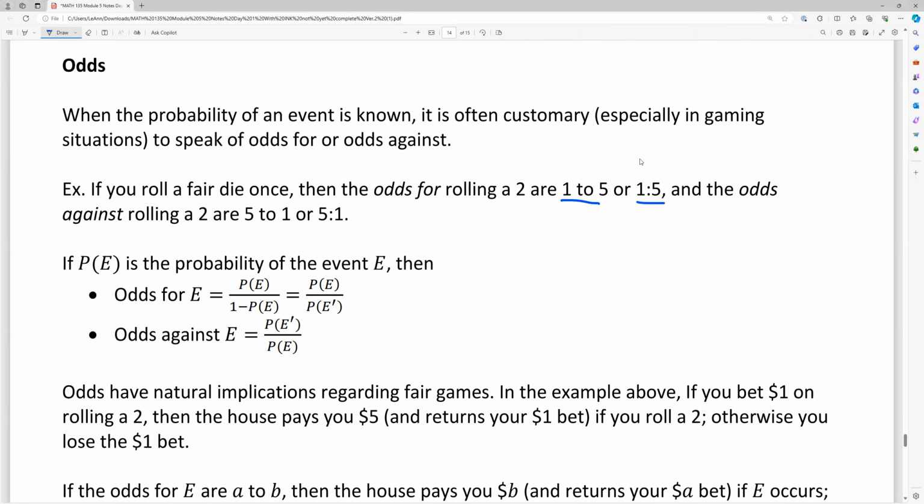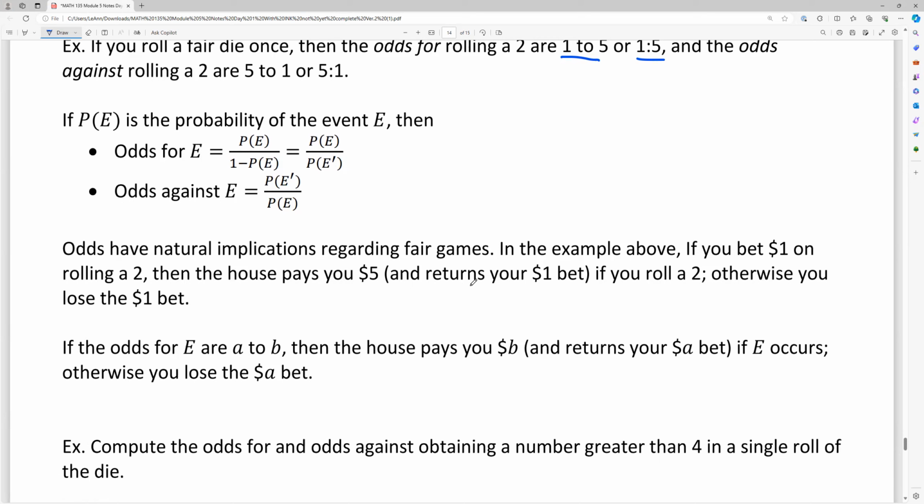So odds have a natural implication regarding fair games. In the example above, if you bet $1 on rolling a 2, then the house pays you $5 and returns your $1 bet if you roll a 2. Otherwise, you would lose the $1 bet. So you don't get any money, you just lose your bet. You don't get any extra money.